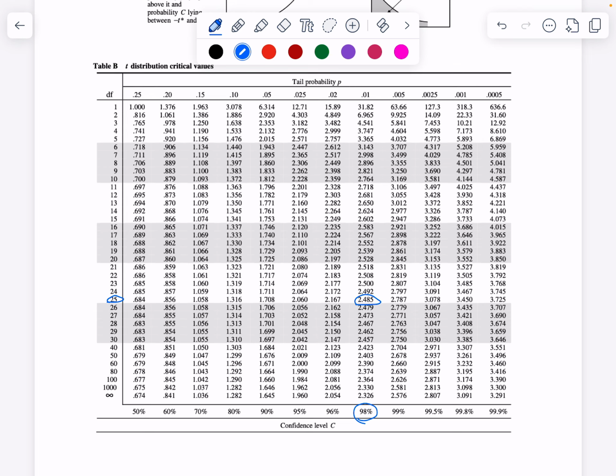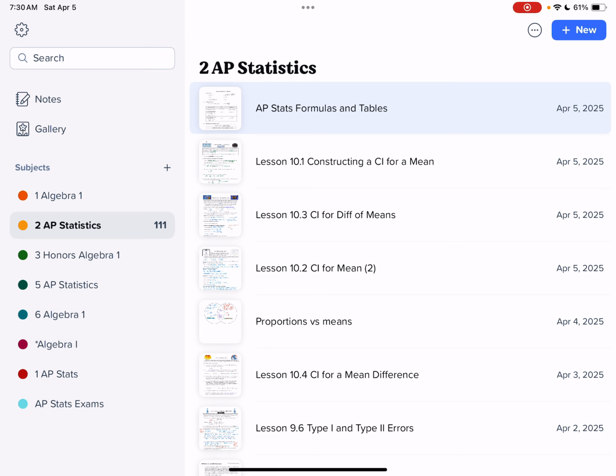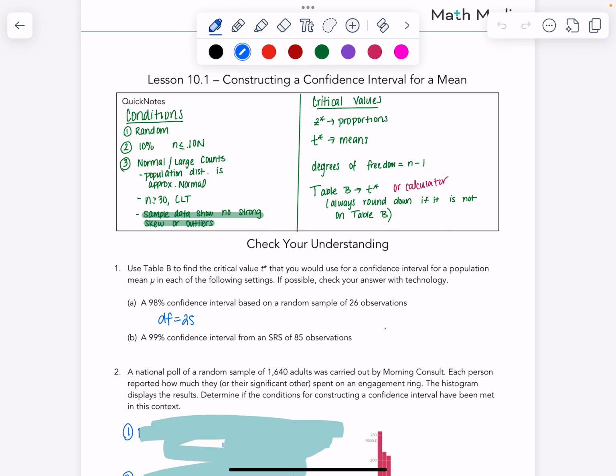and then the t-star value will be listed there. Remember that the degrees of freedom only have a set number of values in it. So if you have a sample size that's in between two values, then you're going to go to the smallest value that it's closest to. You're going to round down in this table. So the degrees of freedom of 25 and a 98% confidence interval would be a t-star value of 2.485 from the table. And I'm going to show you how to find that on the calculator.